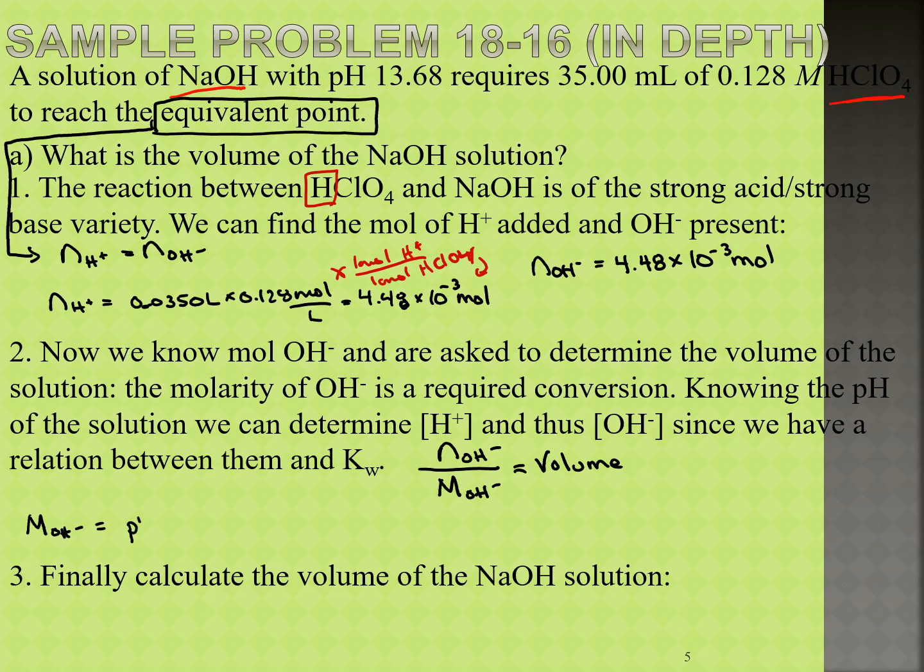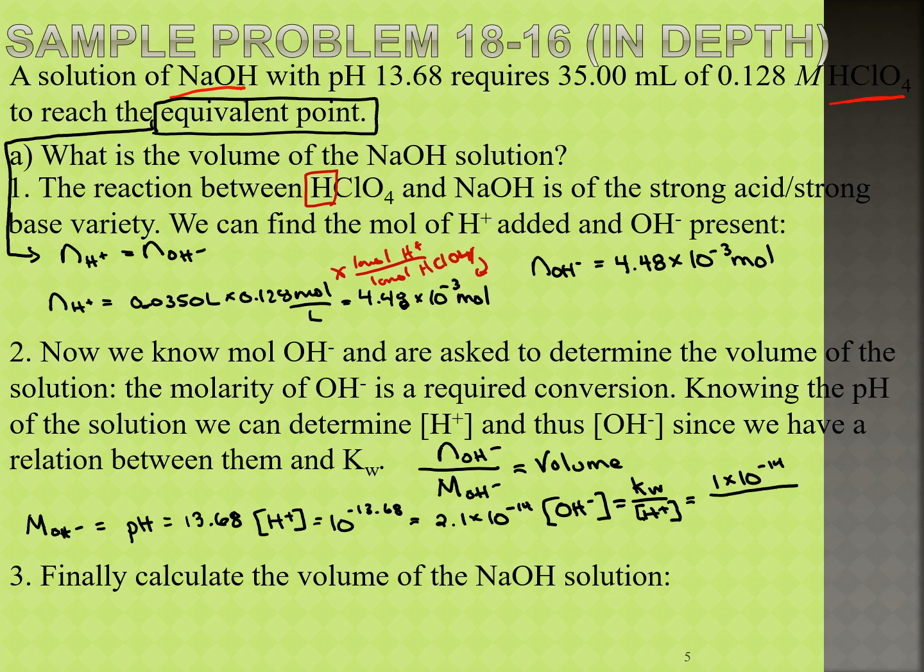All right, so the pH is equal to 13.68. So our H plus concentration is going to be equal to 10 to the minus 13.68, which is 2.1 times 10 to the minus 14th. All right, so then our OH concentration is Kw over our H plus. So our Kw is still 1 times 10 to the minus 14th. And again, we're going to assume we're at 25 degrees Celsius, divided by 2.1 times 10 to the minus 14th. And we get 0.48 molar.